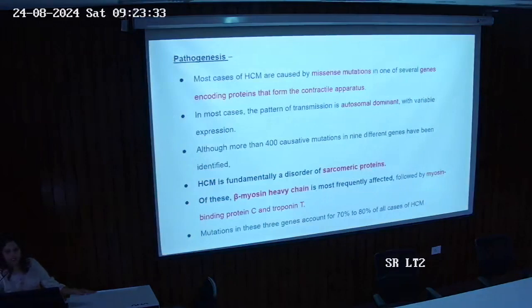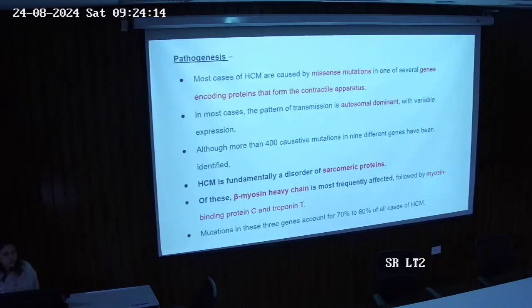What is the pathogenesis? What was the pathogenesis in that one? Which is that one gene I asked you to remember? TTN gene. Here, missense mutations are most commonly involved in hypertrophic cardiomyopathy. Another NEET question. These genes encode proteins that form the contractile apparatus. Again, this is autosomal dominant. Even dilated cardiomyopathy was autosomal dominant, most predominantly. Now, what is the most important differentiating factor? It is a disorder of the sarcomeric proteins.